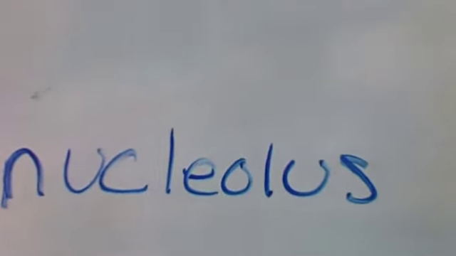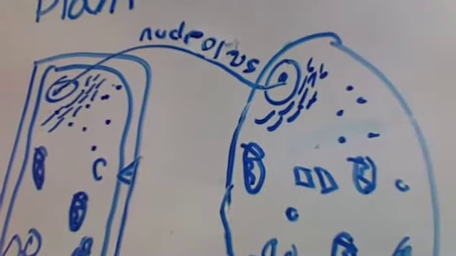Nucleolus. Here's an example of it. The nucleolus makes ribosomes, and it's found inside the nucleus. It's like that circle thing, and it's right inside there. It belongs to both of them. It's inside the brain, so yeah.